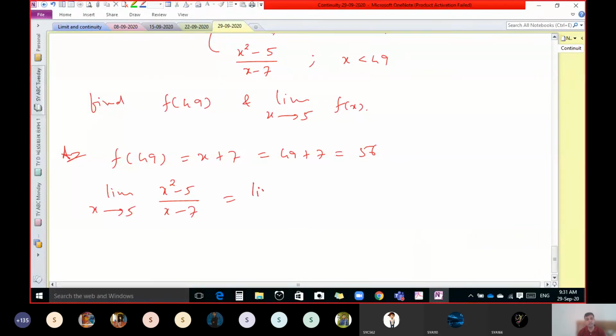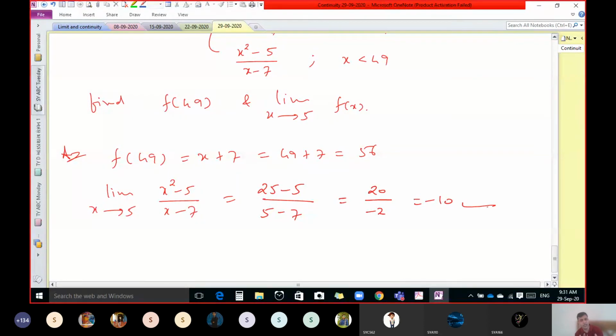Now what we have to do? Put x equal to 5. 5 square 25 minus 5, and here 5 minus 7. So we get 20 divided by minus 2, so minus 10 is the answer. You have to do this type of questions carefully.